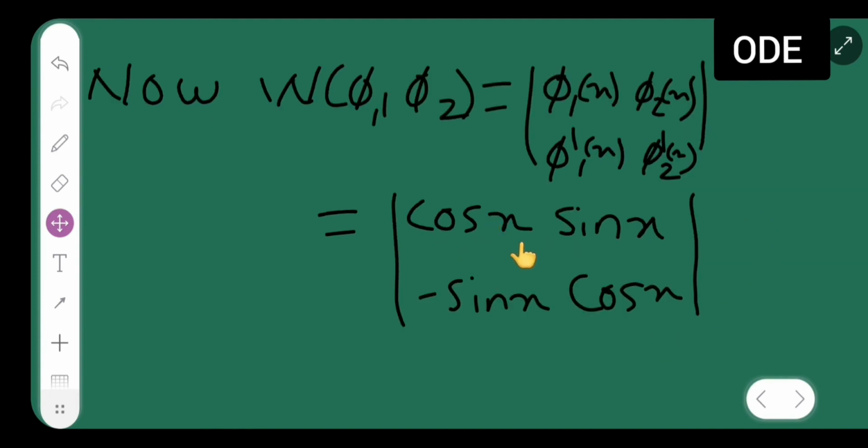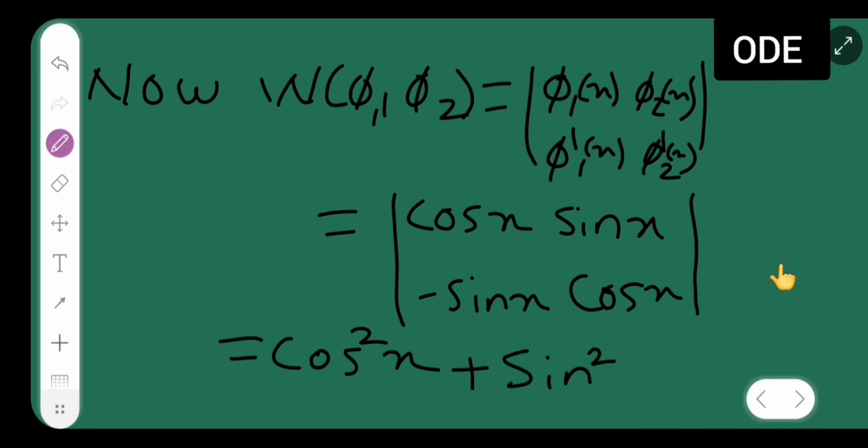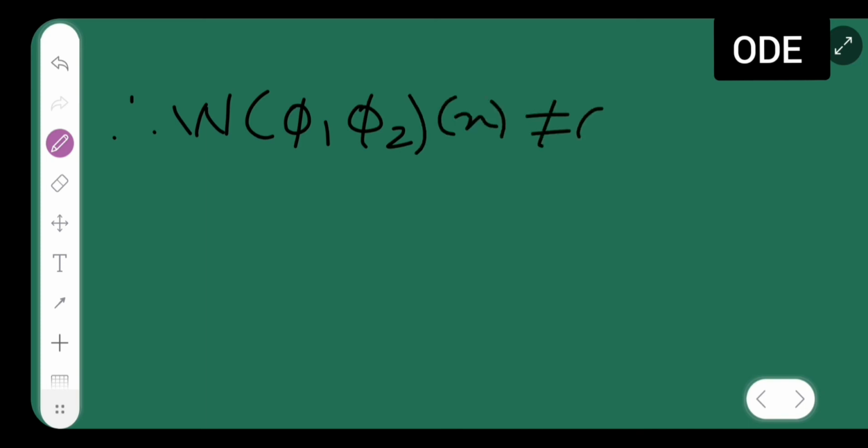Now what I have to do? Cos of x and cos of x, right? So it is nothing but cos square of x. Now sin of x into sin of x I have to do, but this will be minus and minus, plus. So plus sin square of x, and it is nothing but 1, which is not equal to 0. Therefore, the Wronskian of phi1, phi2 of x is not equal to 0.